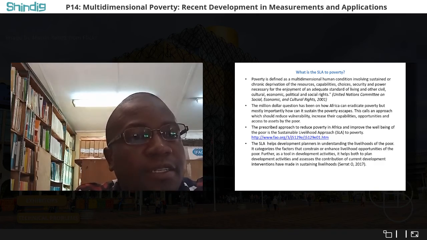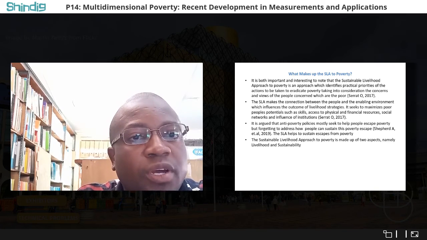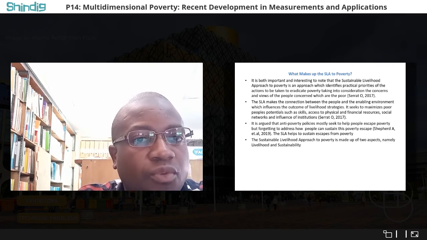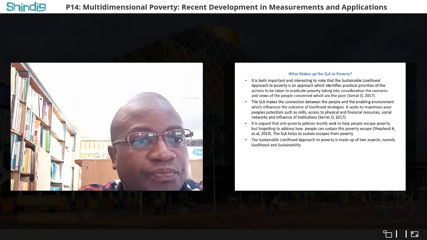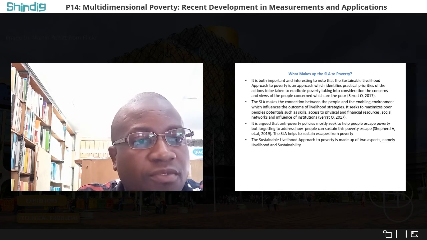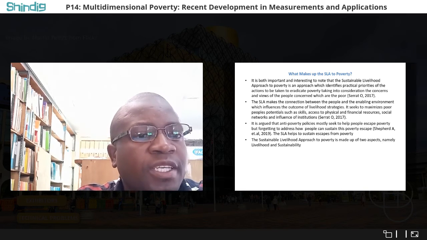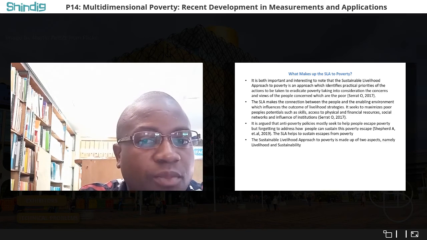It is both important and interesting to note that the Sustainable Livelihood approach to poverty is an approach which identifies practical priorities of actions to be taken to eradicate poverty, taking into consideration the concerns and views of the people concerned, which are the poor. The Sustainable Livelihood approach makes the connection between the people and the enabling environment, which influences the outcome of livelihood strategies. It is argued that anti-poverty policies mostly seek to help people escape poverty, but forget to address how people can sustain these escapes. The Sustainable Livelihood approach to poverty is made up of two aspects, namely livelihood and sustainable livelihood.